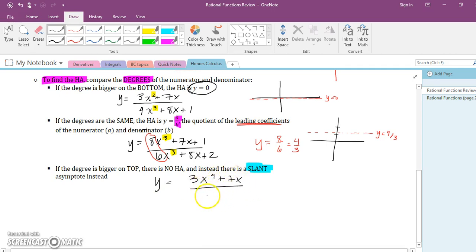Let's do 3x to the fourth plus 7x over 2x squared minus 1. Degree on top is bigger than degree on bottom, so there's not going to be a horizontal asymptote. You have a slant asymptote, which would look something like that, or a dotted line going down. A slant asymptote is always a line.